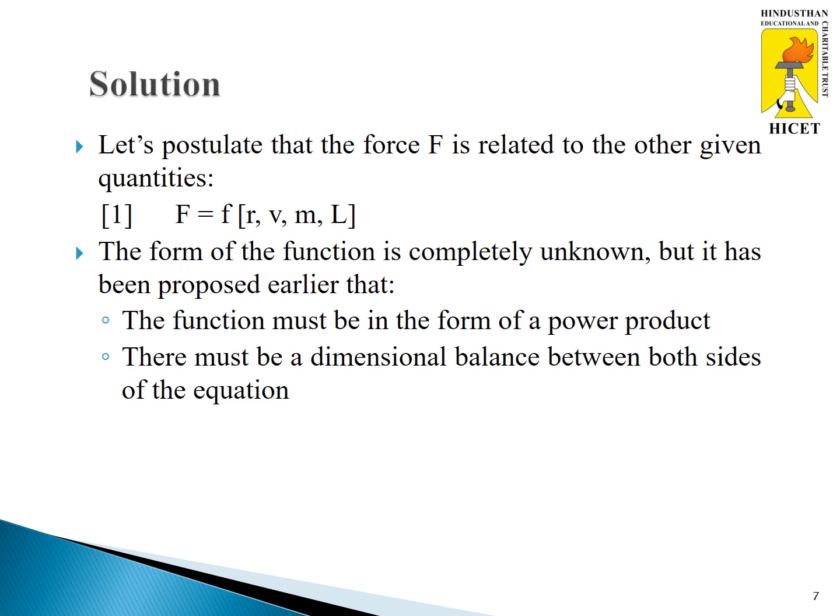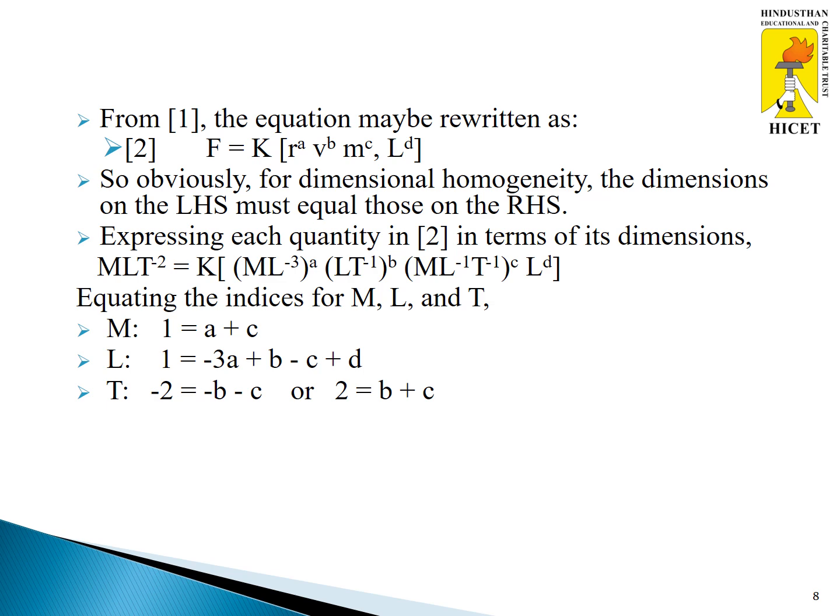F is a function of R, V, M and L. The form of the function is completely unknown, but it has been proposed earlier that the function must be in the form of a power product. There must be a dimensional balance between both sides of the equation. Equation 1 may be rewritten as F equals K into R^A, V^B, M^C, L^D.